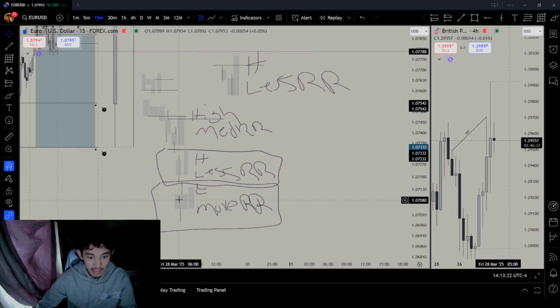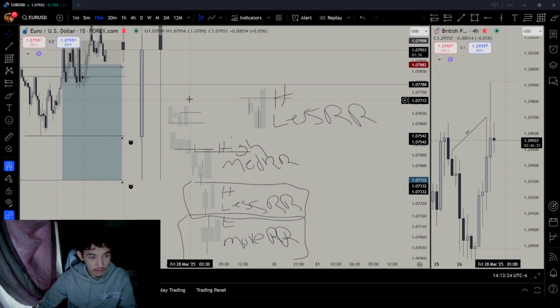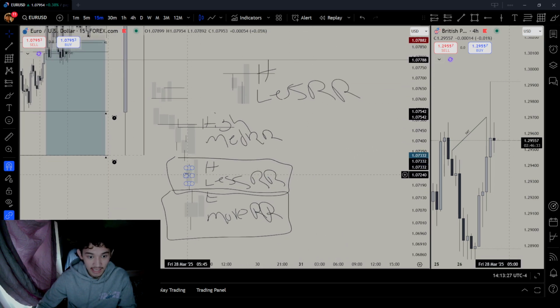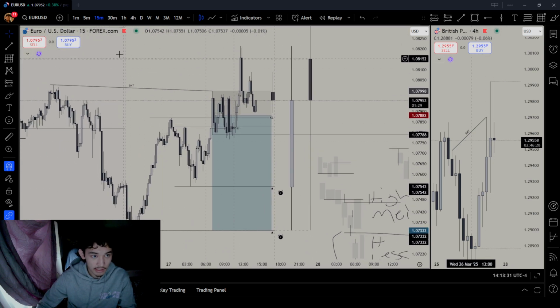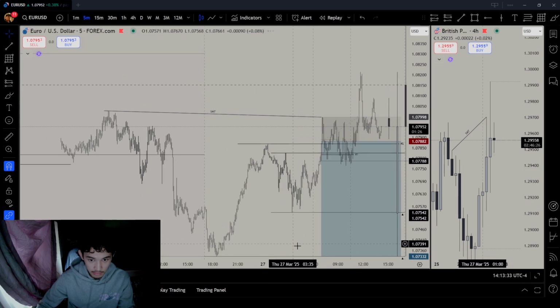You see, this one has lower probability, and you got stopped out. This one has higher probability, where if you go to the lower time frame, I can show you guys out of here.